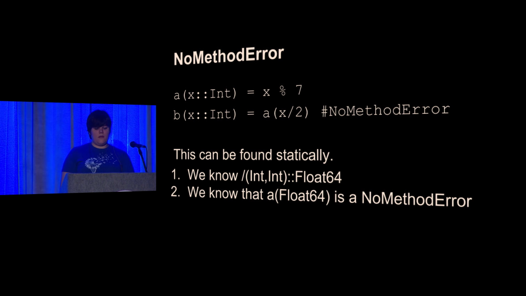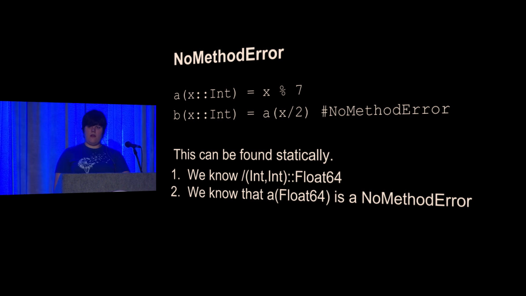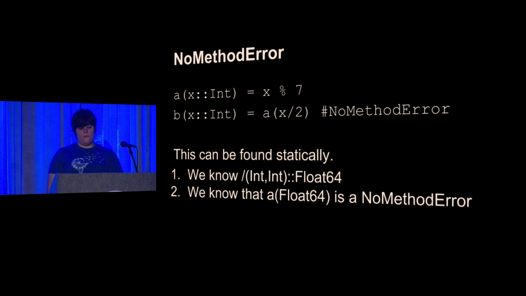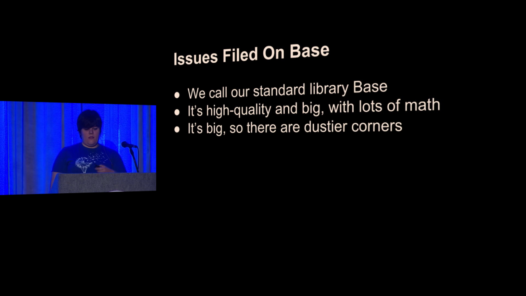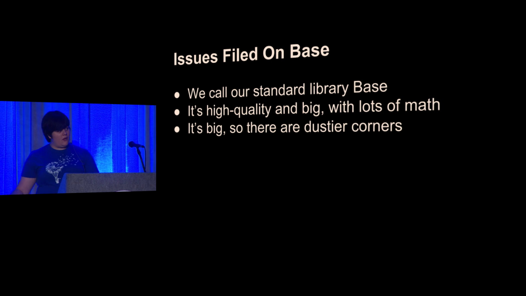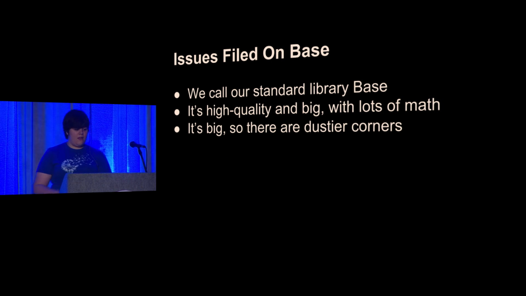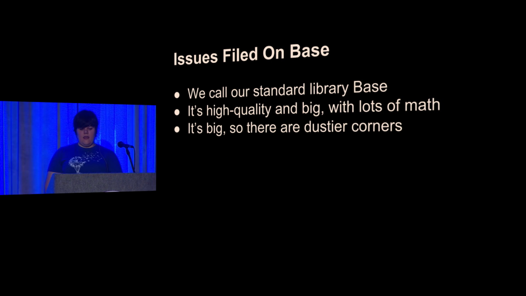So I'm going to talk about this: it has actually resulted in more errors filed on Base. So Base is our standard library. It's pretty high quality. They're pretty careful about only putting stable things into it because everyone who has Julia has the entire standard library. It has lots of math, and it really is pretty big. So there are some dustier corners where people don't run that code as much, and that gives us an opportunity with this code to find some errors that people haven't found yet.